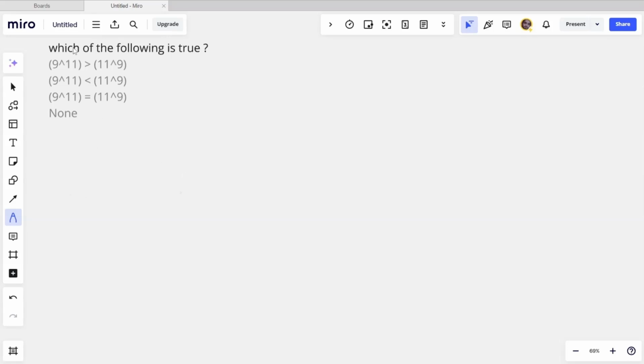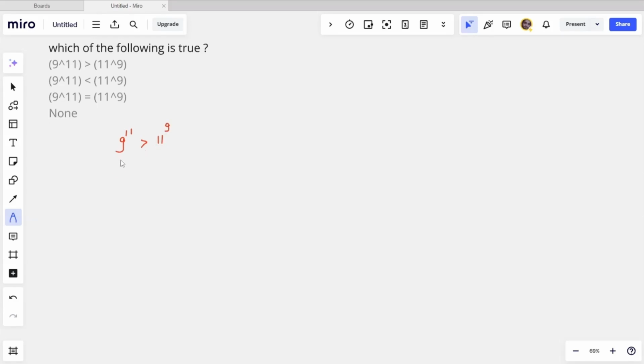So as you can see, this is our question. Which of the following is true? Here four statements are written on our screen, and it is asking which one of the options is true. So let's check all the options one by one. 9 raised to the power 11 is greater than 11 raised to the power 9.